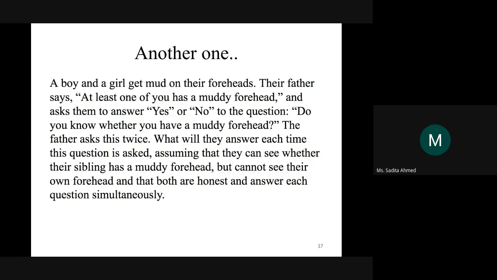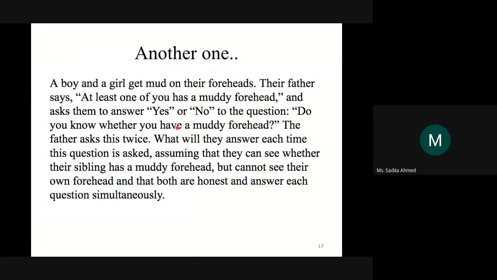So, why do you think that both of them will say no, Fahim? Yes, miss, because they don't know if they have mud on their own heads. They can see the other person's head. Okay, so you're saying that both of them will say no. Your logic is actually correct, but you missed out some of the steps. So you have to be very pedantic in these cases. Like I've mentioned, you have to lay down every single step. What you're saying is correct. Both of them will answer no the first time.